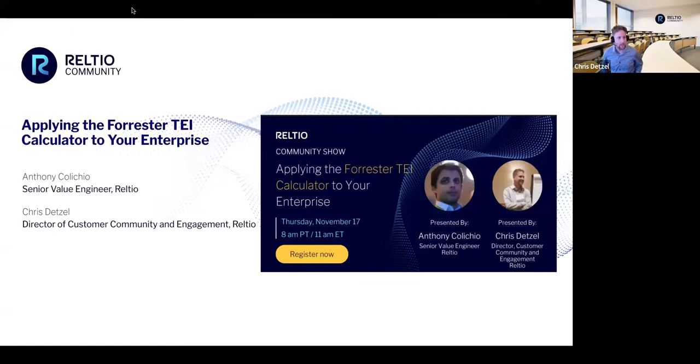But Anthony is a senior value engineer here at Reltio. The title is applying the Forrester TEI calculator to your enterprise. If we can go to the next screen.